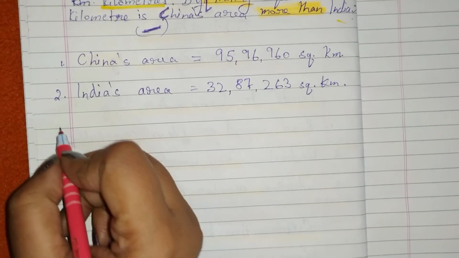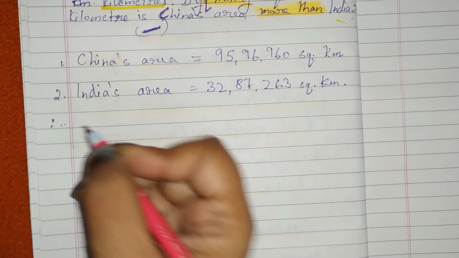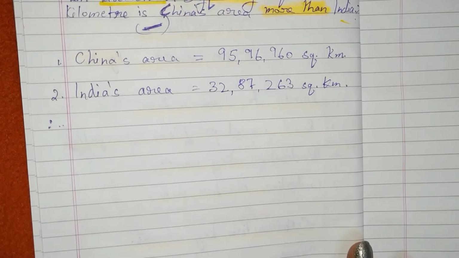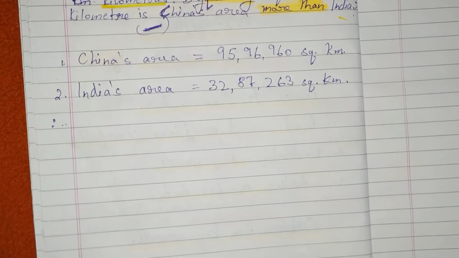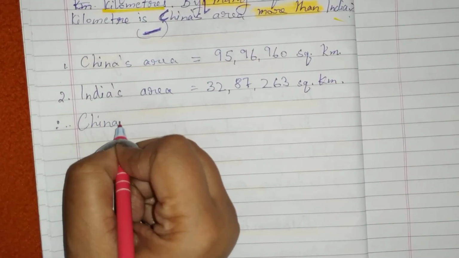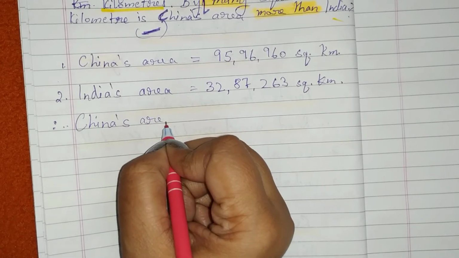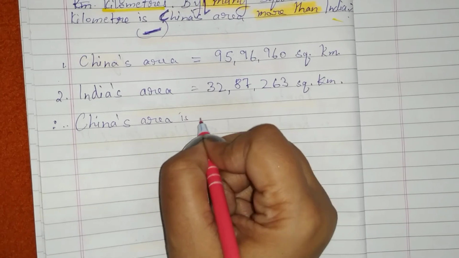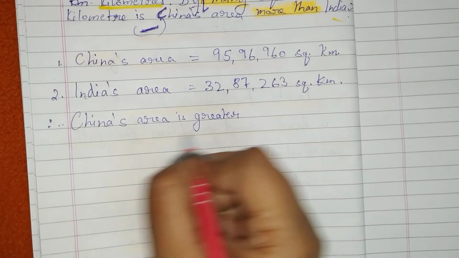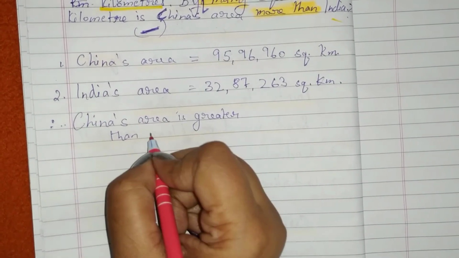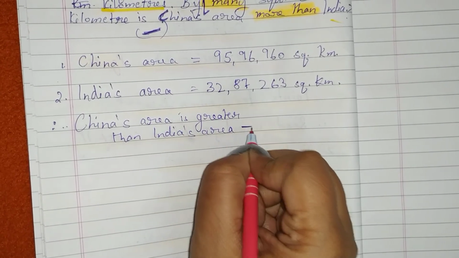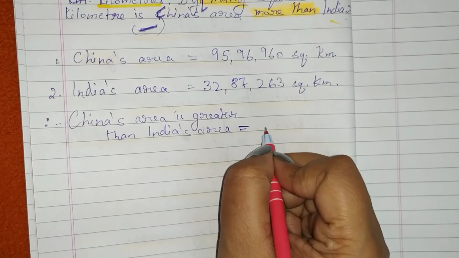So therefore what will be our third statement? What will be our third statement? China's area is greater than India's area. Okay. China's area is greater than India's area. Yes children, how much? I will write the statement here.